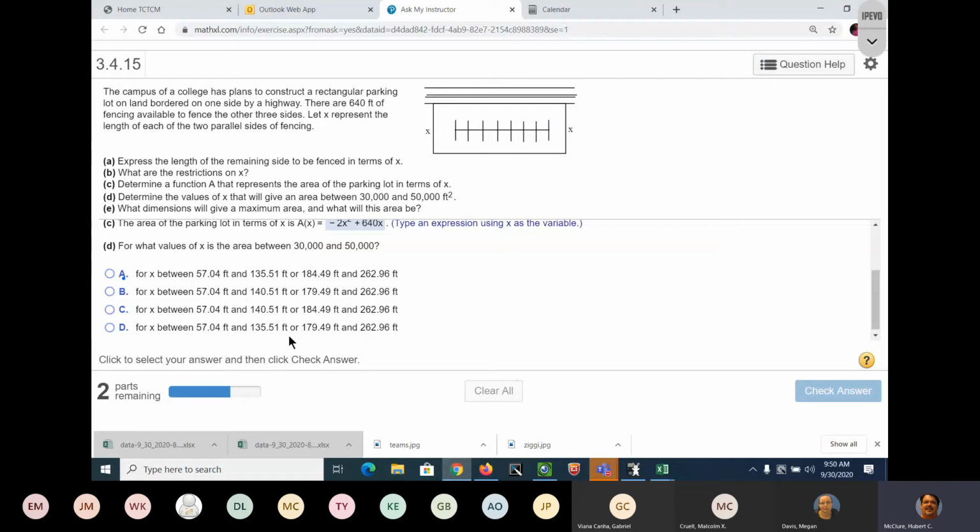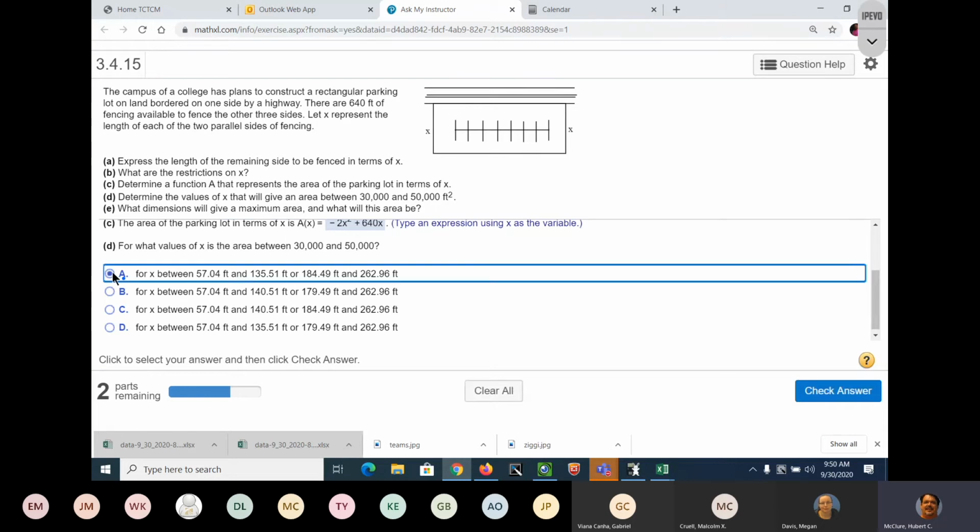All right, so let's go back. So hopefully y'all see 57, 136, 185, and 263. I believe A is the answer. Or it could be 57. I believe I'm going to go with A. What do y'all think?